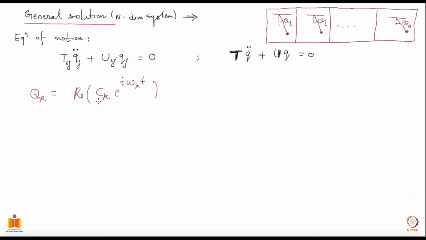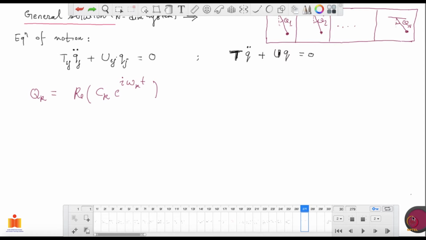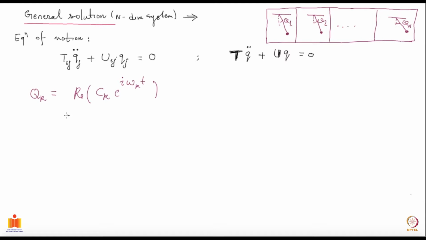Okay, and we already have seen that the transition from your small q, these coordinates, to the normal coordinates is through a linear transformation. Which means I will write down, let me use black. So my qj, the displacement qj, will be the following.